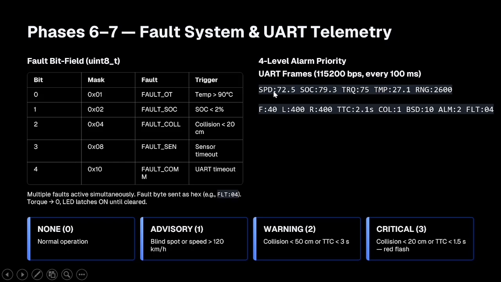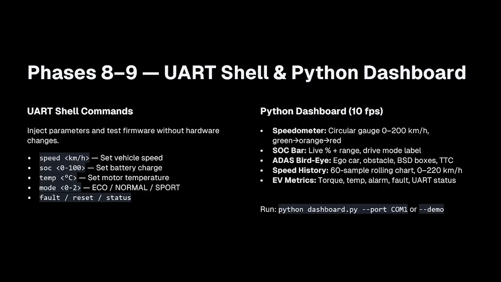So we go into the alarm priority levels and the UART frame rates. In the UART frame rates, we use a 115200 baud rate, and a frame is sent every 100 milliseconds. It uses a frame like speed, SOC, torque, temperature, and range. Then the next line includes the front, left, right, time to collision, blind spot detection, then alarm, and the fault value. Then in phases 8 and 9, we implemented the UART shell and the Python dashboard.